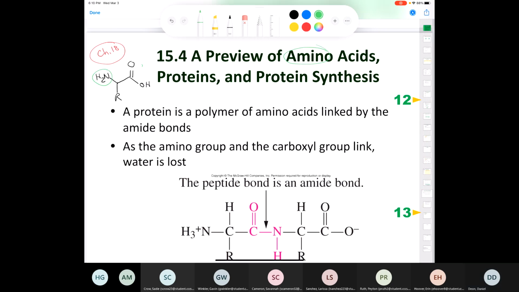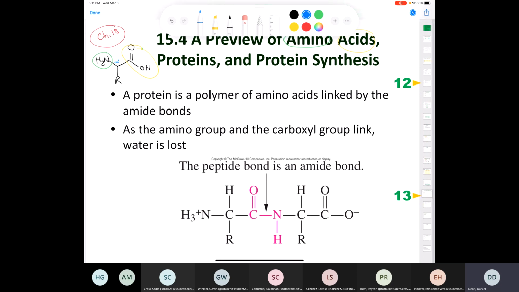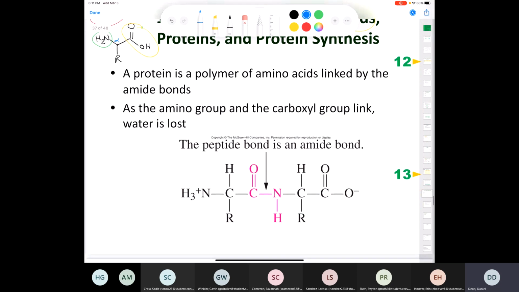Amino acid, right? That's where the name amino acid comes from. Now, this carbon here we call the alpha carbon, and so most of the amino acids that we're going to be concerned with in this class are what are called alpha amino acids. There are other types of amino acids, but generally speaking in this class we'll deal with the alpha amino acids.